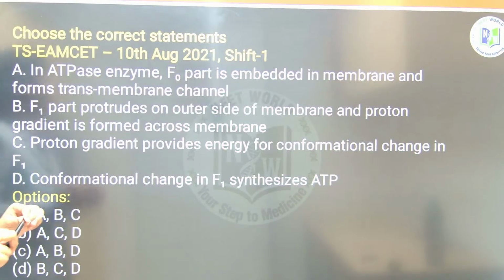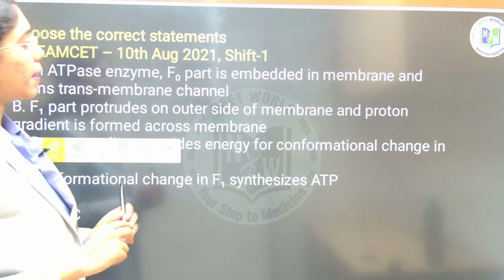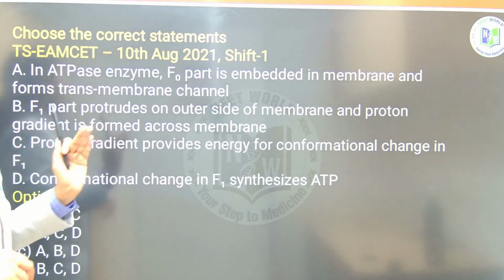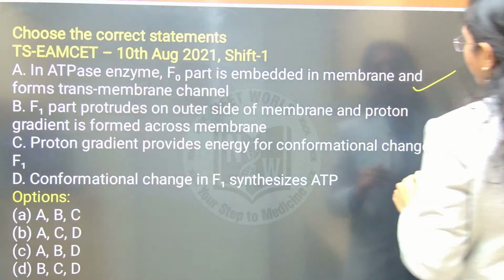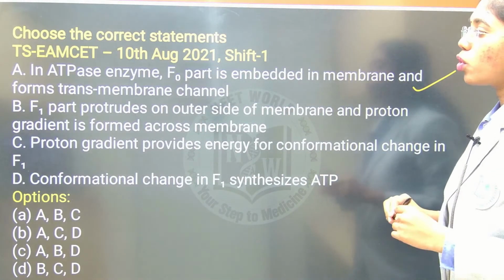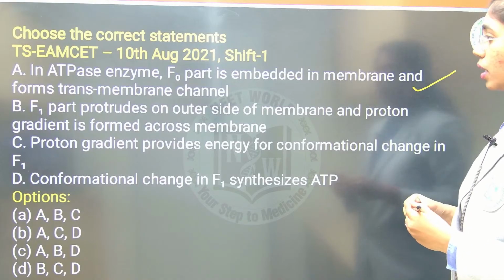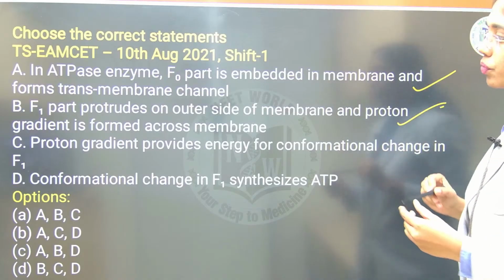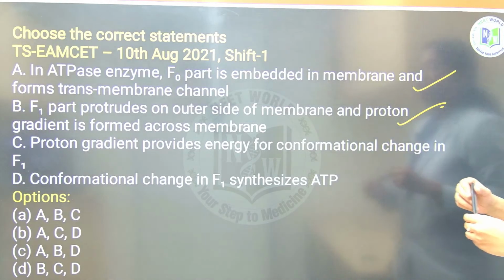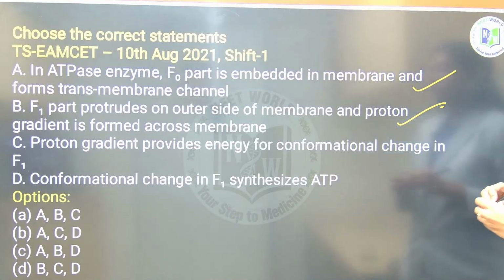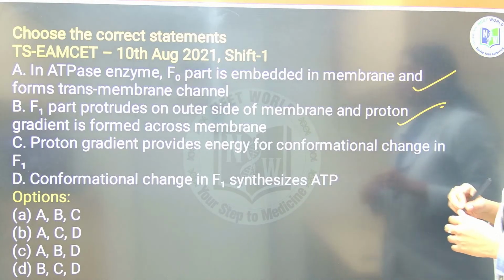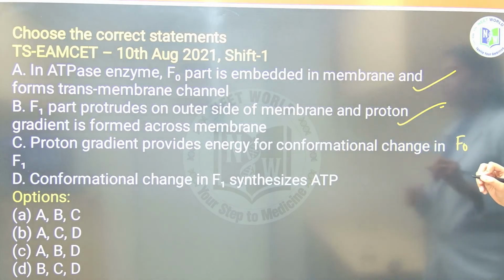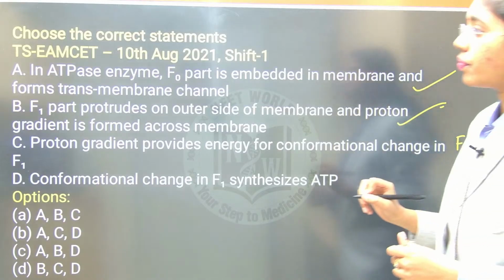In ATPase enzyme, the F0 part is embedded in the membrane and forms a transmembrane channel. True. This forms a transmembrane channel. F1 part protrudes on the outer side of the membrane and the proton gradient is transformed across the membrane. True. Proton gradient provides energy for conformational change in F0, not in F1. It is in F0. Conformational change in F1 synthesizes ATP.